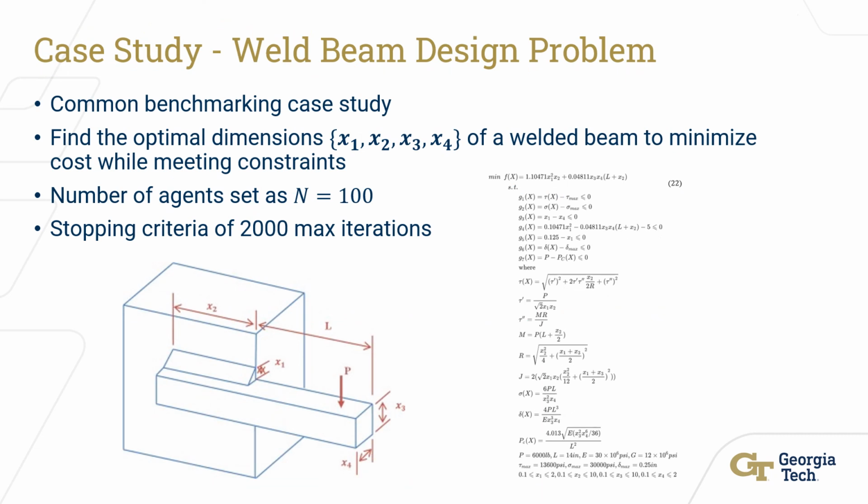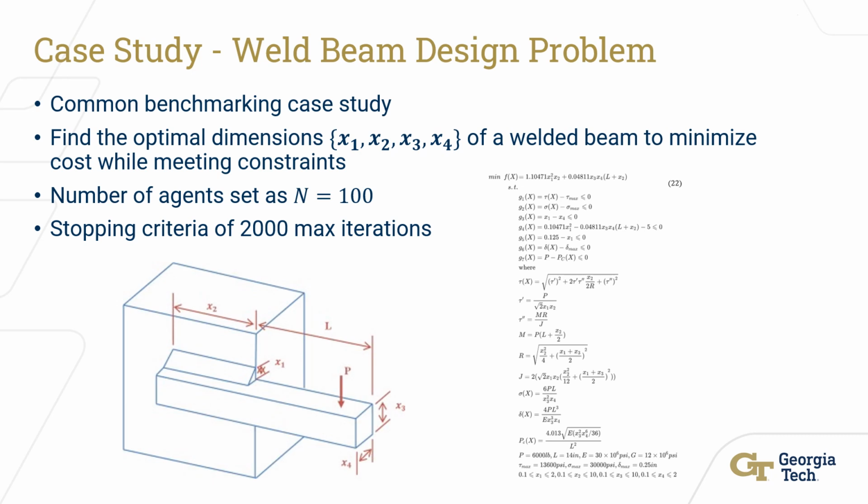To assess the relative performance of these algorithms, a case study is used. The Weld Beam Design Problem is a common case study in the benchmarking of engineering optimization strategies. This problem involves finding the optimal dimensions x1, x2, x3, and x4 of a welded beam to minimize cost while meeting constraints on the shear stress, bending stress, buckling load, and end deflection. The discussed metaheuristic algorithms are applied to this problem with the number of agents set as n equals 100 and a stopping criteria of 2000 max iterations.